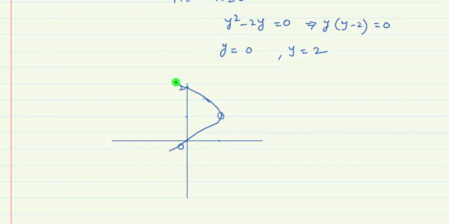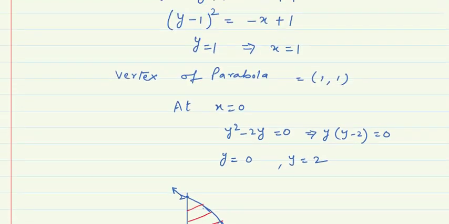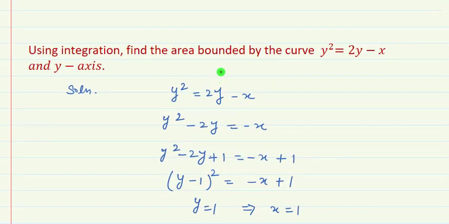So this is the required parabola and the rough sketch we have drawn for the given parabola. Now we need to calculate the area of the parabola. So clearly the shaded portion is the area bounded by the parabola and the y-axis, because in the question it is written: find the area bounded by the curve and y-axis.